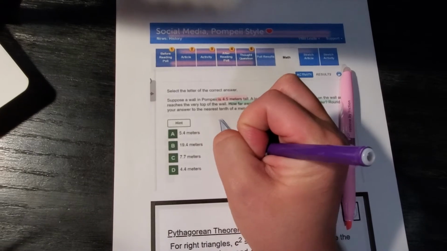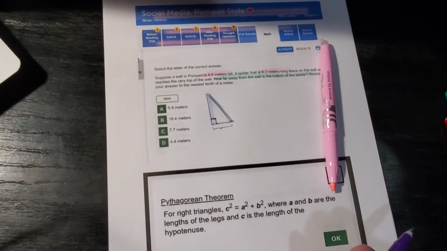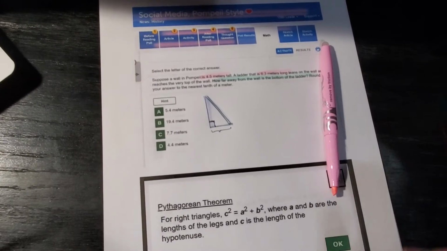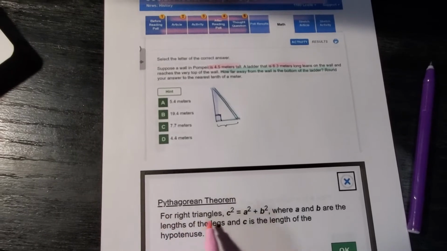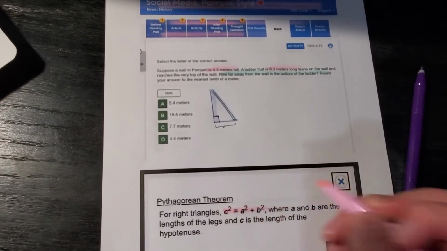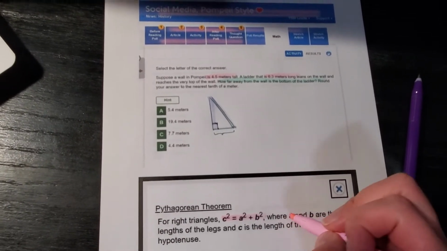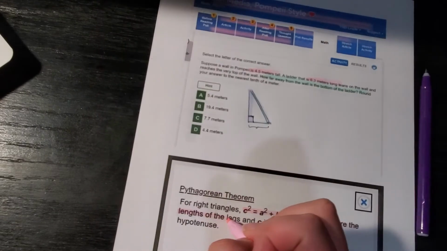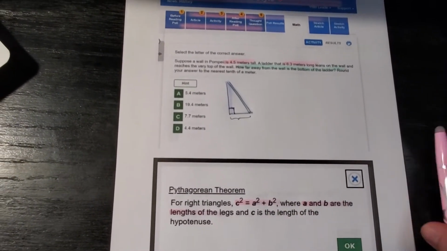a right triangle. And we know it's forming a right triangle because the wall and the floor make a right angle. So then we take a look at our hint down here, and it tells us for right triangles, we can use c squared equals a squared plus b squared, where a and b are the lengths of the legs and c is the length of the hypotenuse.